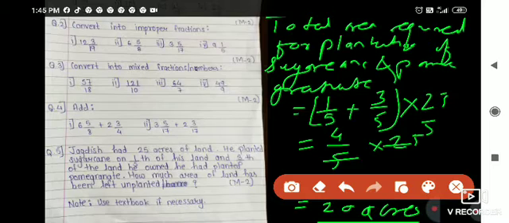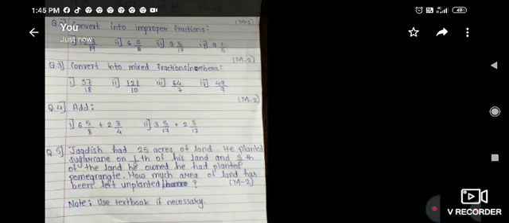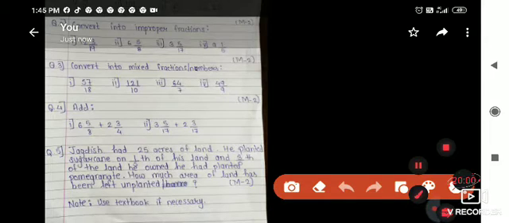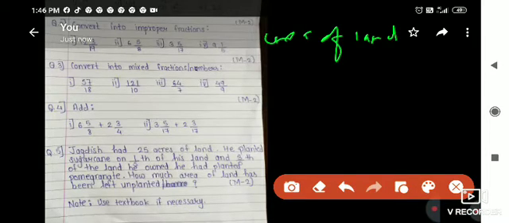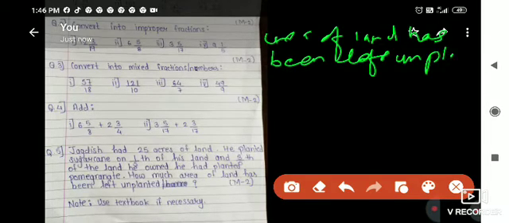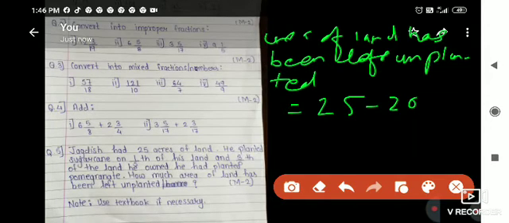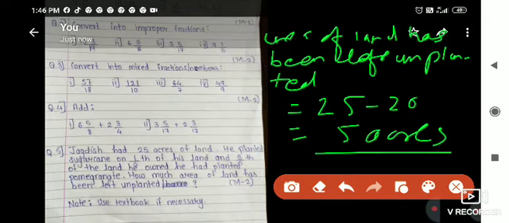So how much area is left? Next point: the area of land that has been left unplanted. 25 acres is the total land, and from this 20 acres he already planted, so 25 minus 20 is equal to 5 acres of land that is unplanted. 5 acres of land is unplanted.